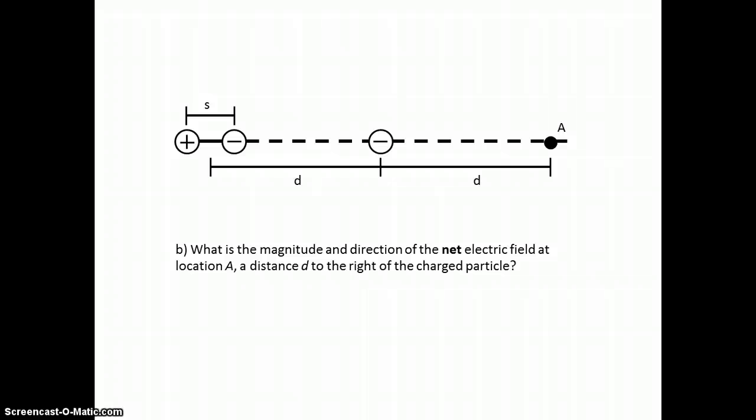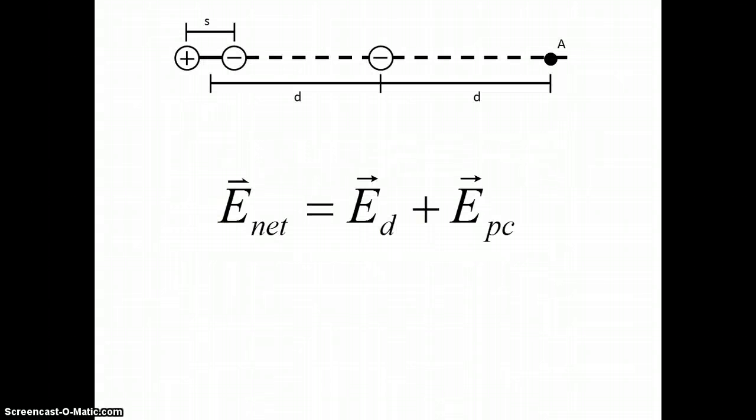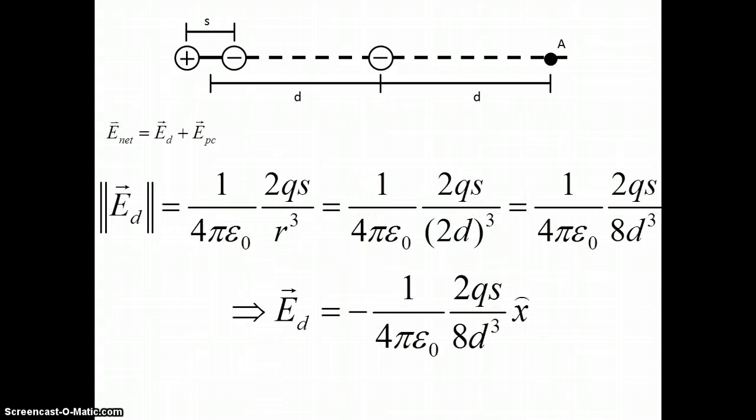Part B asks what is the magnitude and direction of the net electric field at location A, a distance d to the right of the charged particle. Well, the first step is to figure out what the net electric field equation is, which is really just the sum of the electric field of the dipole and the electric field of the point charge.